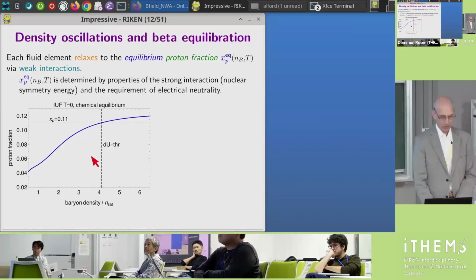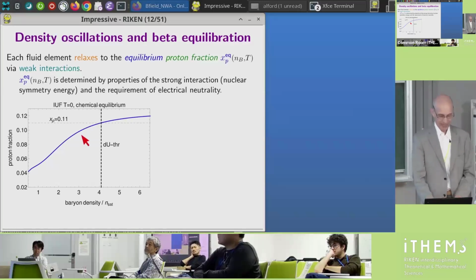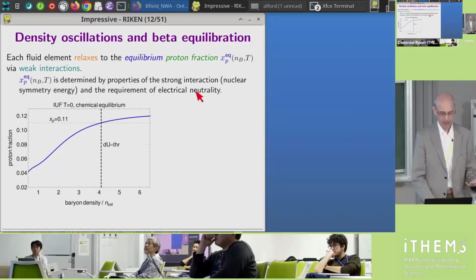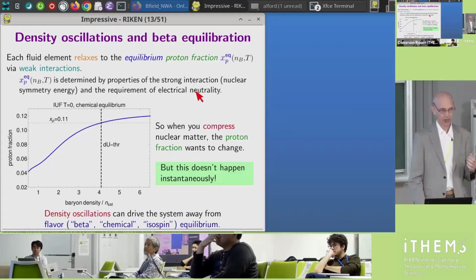So this blue line, which tells you the equilibrium proton fraction at each density, is determined by properties of the strong interaction, the nuclear symmetry energy, things like that. How many protons does it want to have? And the requirement of electrical neutrality, which says that the system has to be electrically neutral. And how does it get to this equilibrium proton fraction?